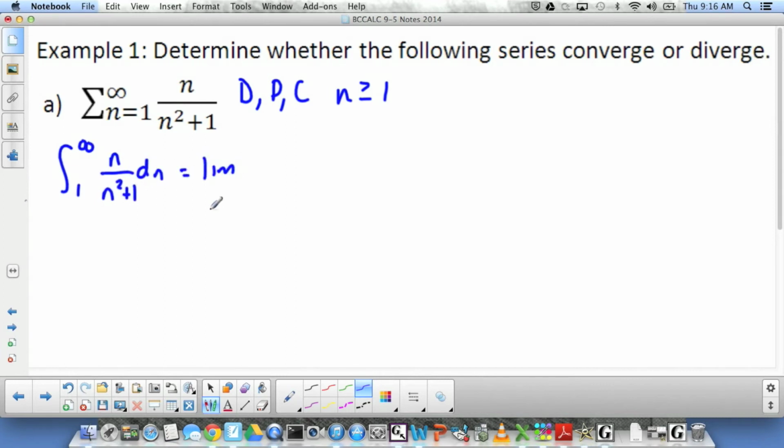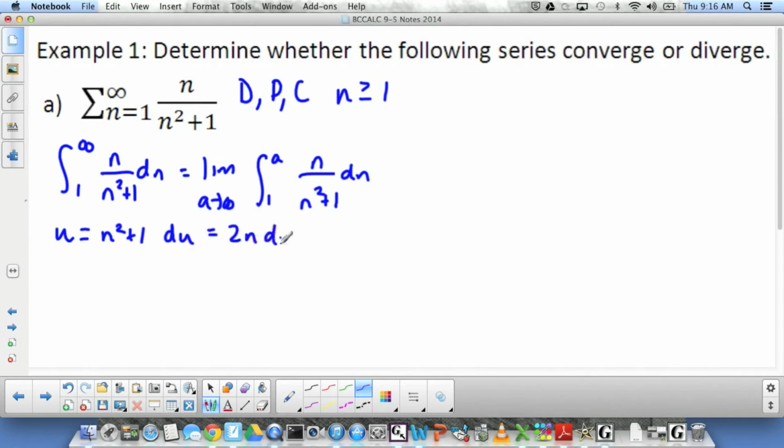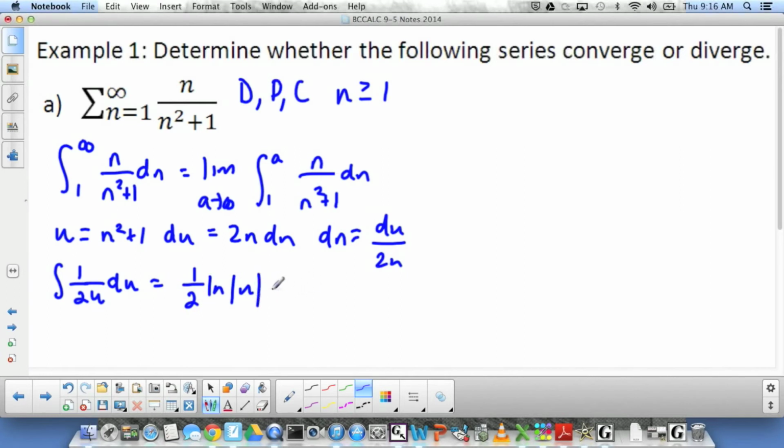So this is going to be the limit as a approaches infinity of the integral from 1 to a of n over n squared plus 1. We're going to use u substitution to integrate this, so we'll let u equal n squared plus 1, which means that du will be 2n dn, which means that dn will equal du over 2n. So we will have the integral of 1 over 2u du. When we integrate that, we'll end up with 1/2 ln absolute value of u, which is going to be 1/2 ln the absolute value of n squared plus 1.